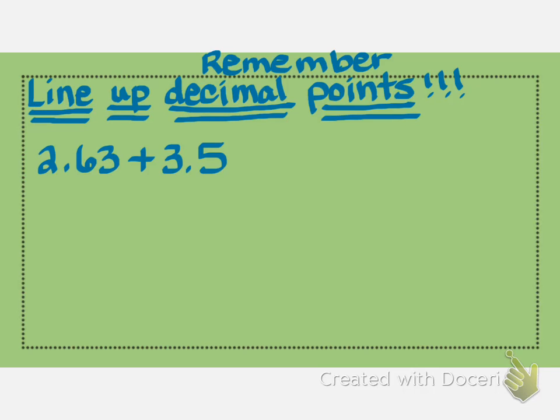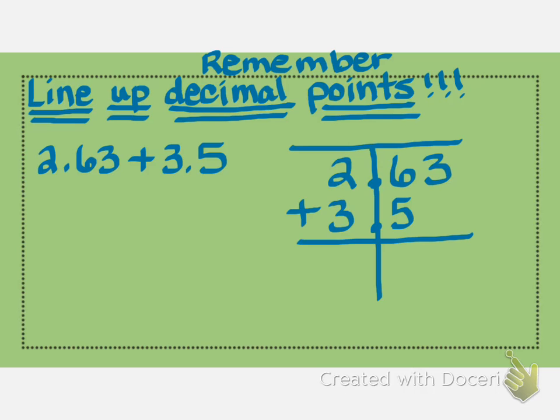So anytime we are adding or subtracting decimals, you need to remember that you always line up the decimal points. Make sure that all of your digits are in the correct columns, and then you can add and subtract. So let's take a look at this first problem. We have 2 and 63 hundredths plus 3 and 5 tenths. We're going to make a T-chart, and we're going to place those decimals in the T-chart.